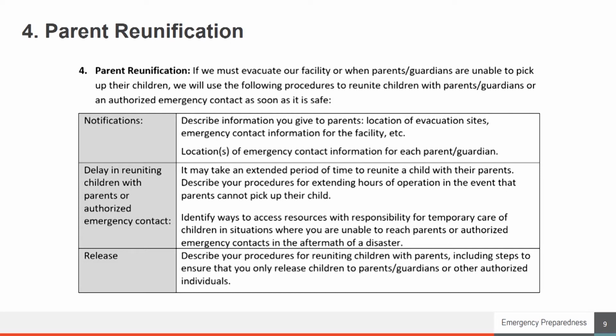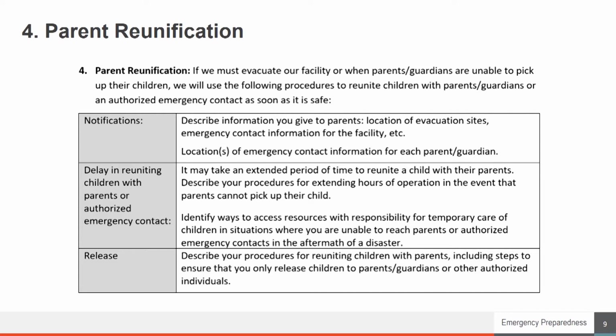If there is sufficient warning and it's safe to do so, try to reunite children with their families before an emergency or disaster happens. In extreme disaster situations, you may not be able to reach parents or an authorized emergency contact. If no one can be found to release the child to, and you're no longer able to provide extended hours of care, contact your local police department to determine next steps and follow up with the Department of Human Services when possible.